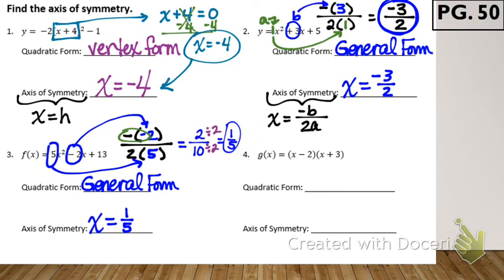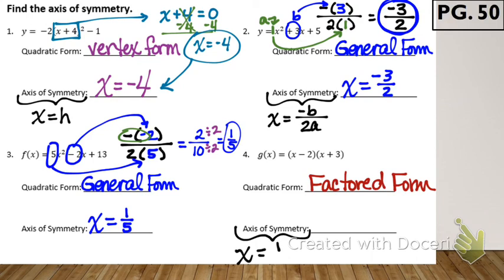Factored form. For factored form, I need to know where my roots are, because I'm going to take those and add them together and divide by 2. Where is one of our x-intercepts here? Positive 2. Where's the other one at? Negative 3. And then I'm going to divide that by 2. 2 plus negative 3, that's the same as 2 minus 3. What is 2 minus 3? Negative 1. Negative 1 over 2.